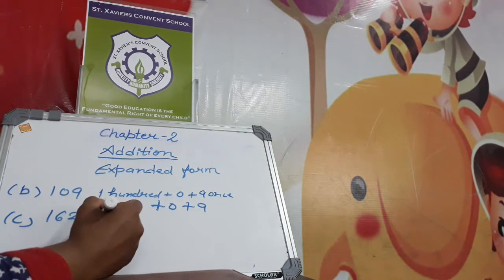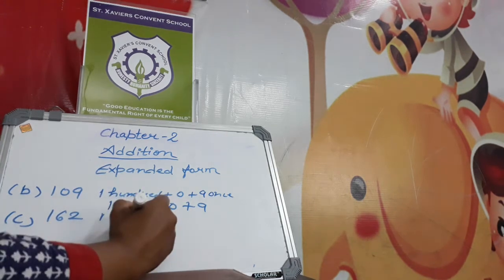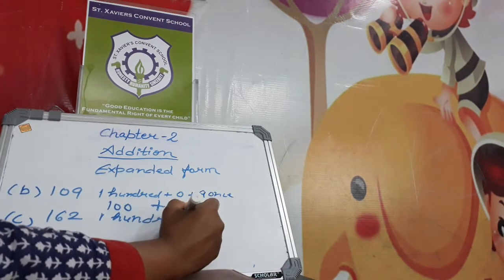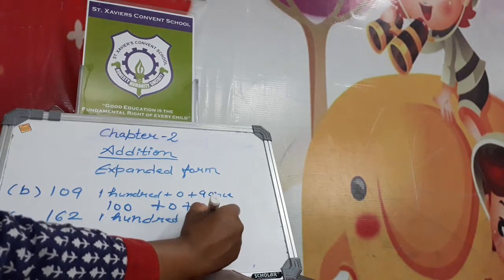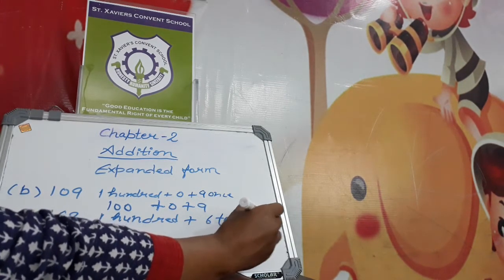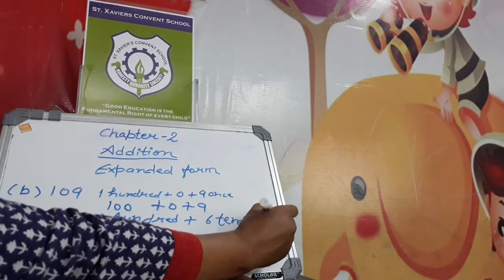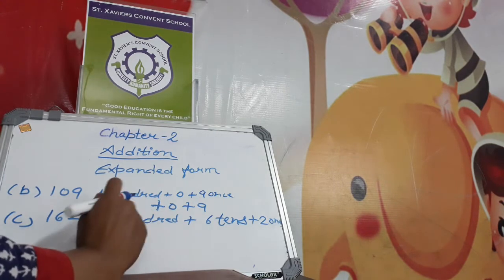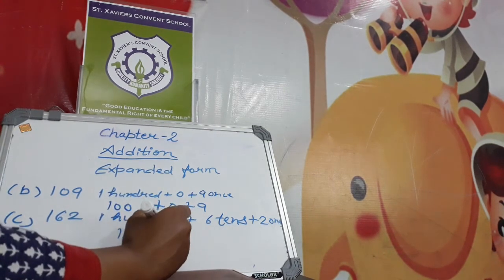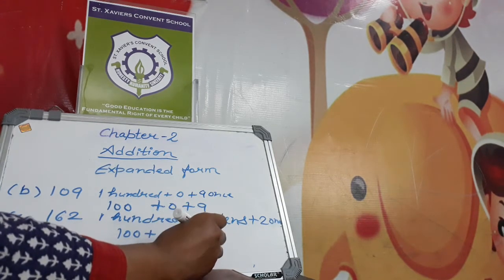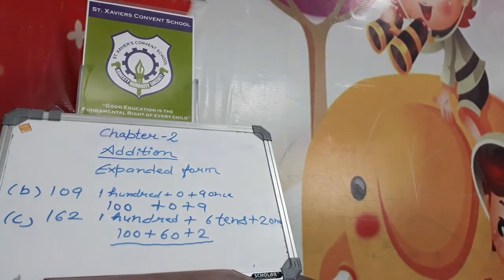And now see here, this 1 is in hundreds, and 6 is in tens, and 2 is ones. Okay, how to write these numbers in expanded form? 100 plus 60 plus 2. This is the way how to expand the numbers.